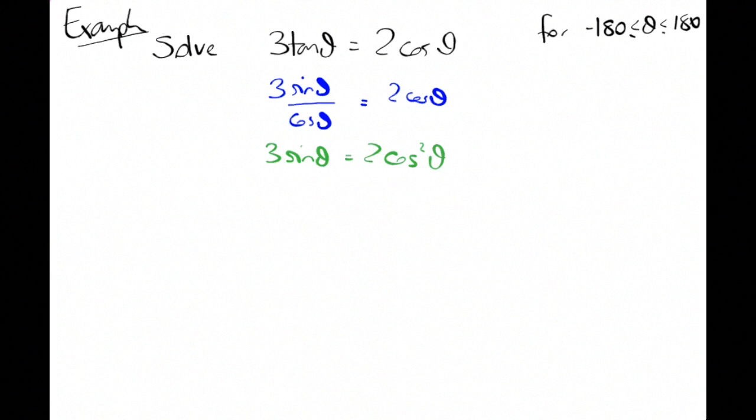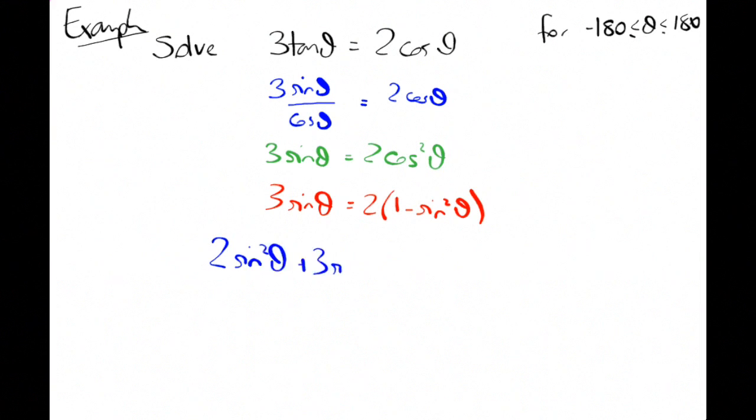Again, I can't do much with it at this stage, so I'm going to have to change my cos squared into something involving sine squared. So I get 3 sine theta equals 2 brackets 1 minus sine squared theta. I can multiply all that out, stick it all onto the side that makes the sine squared positive. I get 2 sine squared theta plus 3 sine theta minus 2 equals 0. And again, factorising this is fairly straightforward.